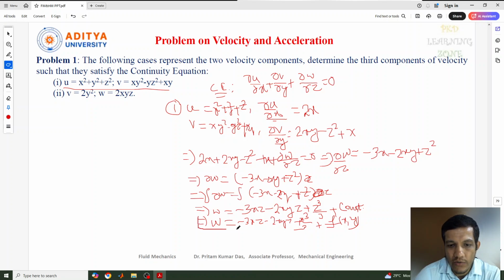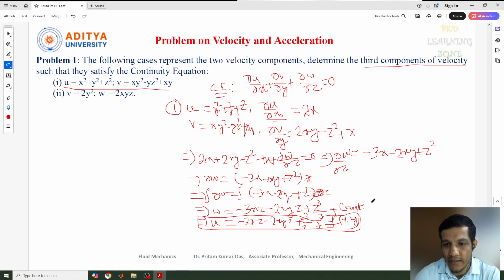So this is the value of w, the third component of the velocity. Two components are given, and this is about the third component. This function of xy is nothing but a constant of integration. We cannot take this function with respect to dz. I told that a function of z can be taken, but it is not able to be taken as a function of z, so we write this as a function of xy.